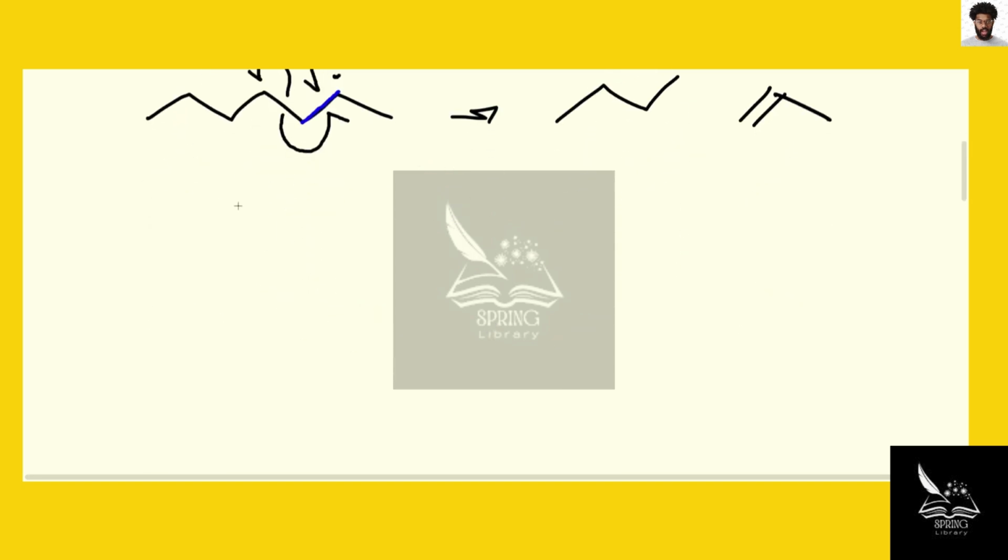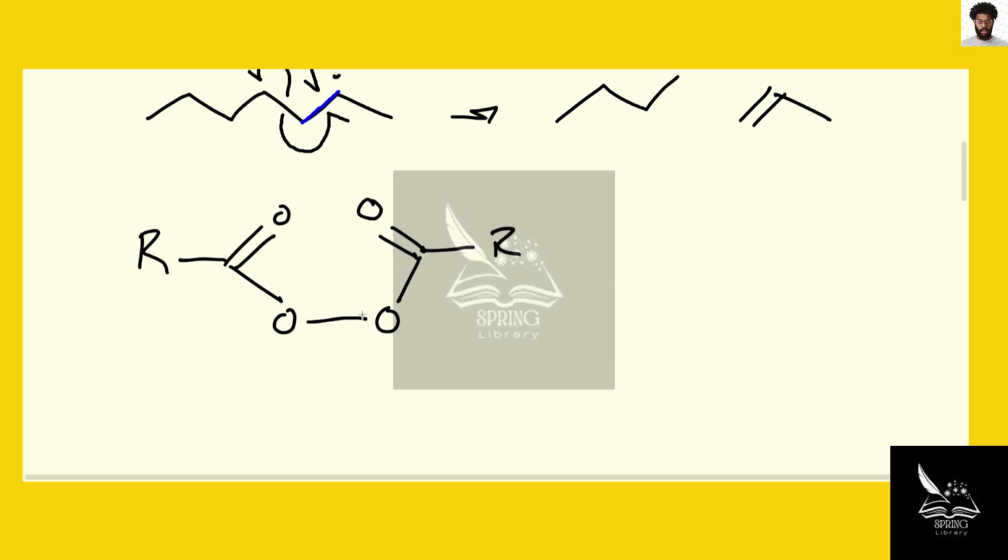Finally, we're just doing homolytic cleavage here. So when we're doing homolytic cleavage, all we have to worry about is breaking a bond one electron at a time. So one electron will go over here and one electron will go over here. We'll get two of these.